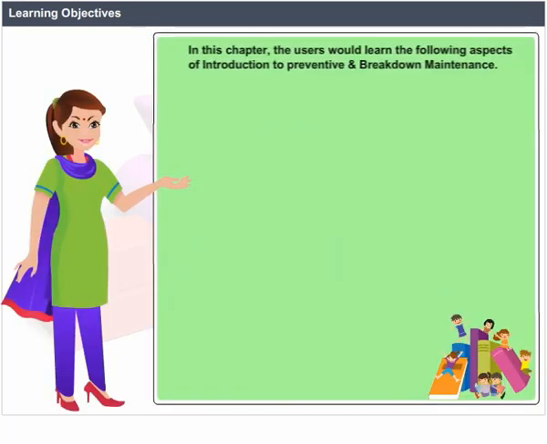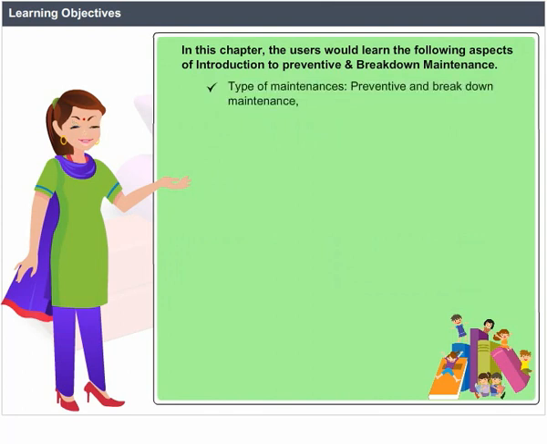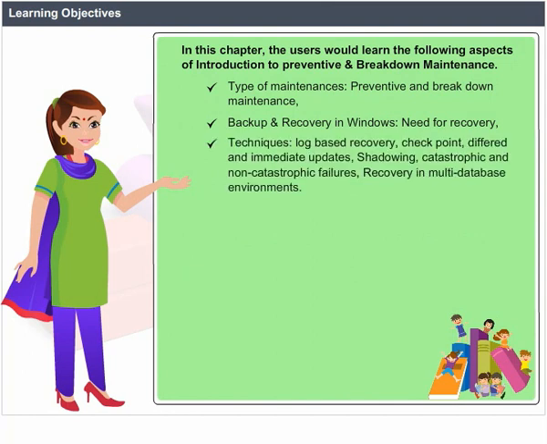Learning objectives. In this chapter, the users would learn the following aspects of Introduction to Prevent and Breakdown Maintenance: types of maintenance, preventive and breakdown maintenance, backup and recovery in Windows, need for recovery, techniques, log-based recovery, checkpoint, deferred and immediate updates, shadowing, catastrophic and non-catastrophic failures, recovery in multi-database environments.